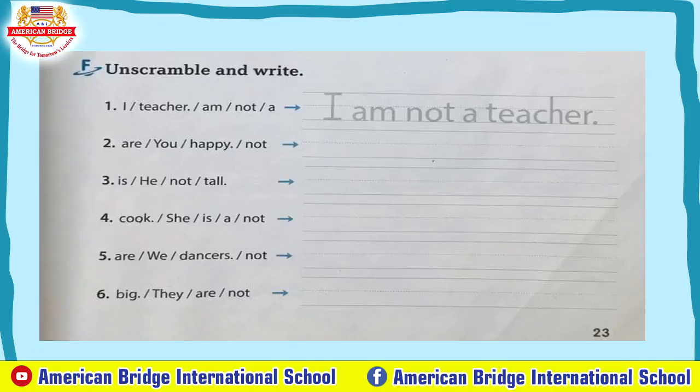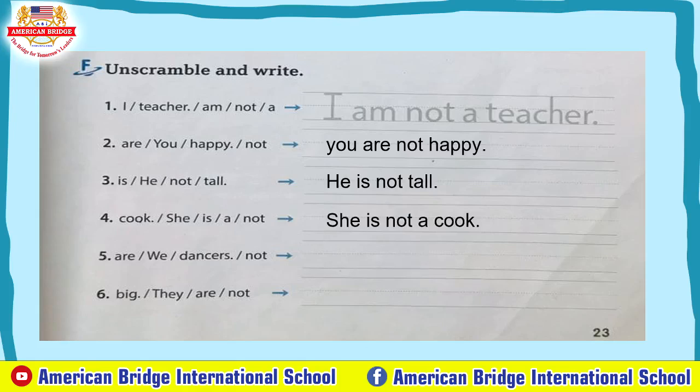It is letter F. You need to unscramble and write. Number 1. I am not a teacher. How about number 2, everyone? Great. Number 2 is you are not happy. How about number 3, everyone? He is not tall. Very good. How about number 4? She is not a cook. Very good. Number 5. We are not dancers. Number 6. They are not big.